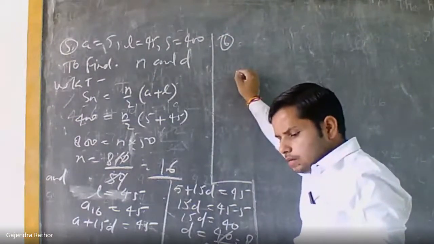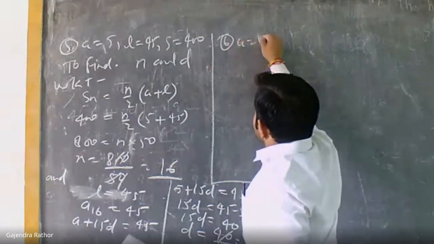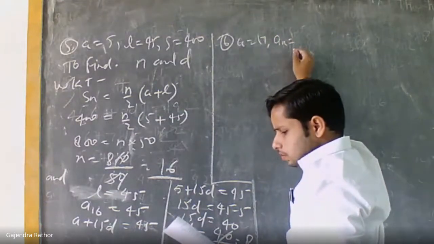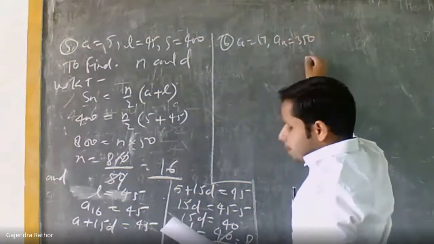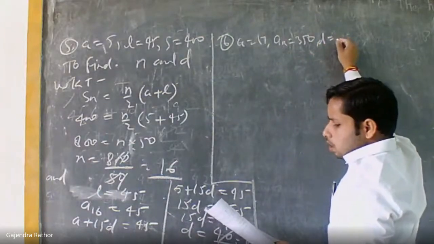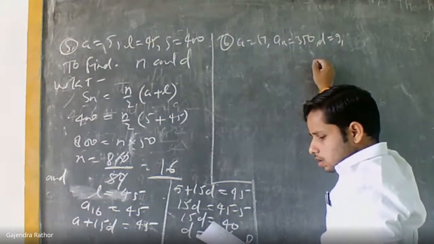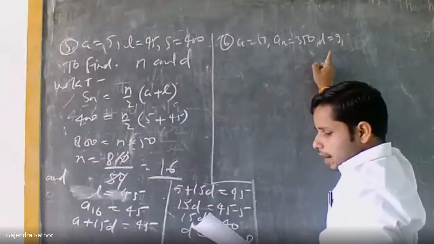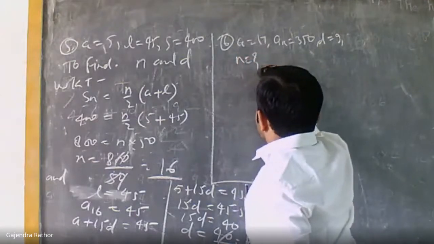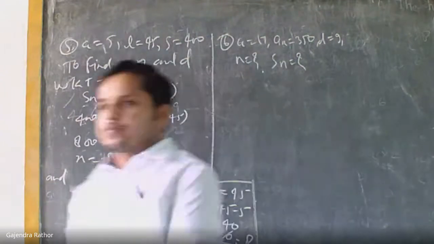In question number 6, given the first and last term, a is equal to 17, am is equal to 350, and d, the common difference, is 9. Sorry, in question number 6, d is equal to 9. We have to find the value of n and second, Sn. These two values we have to find.